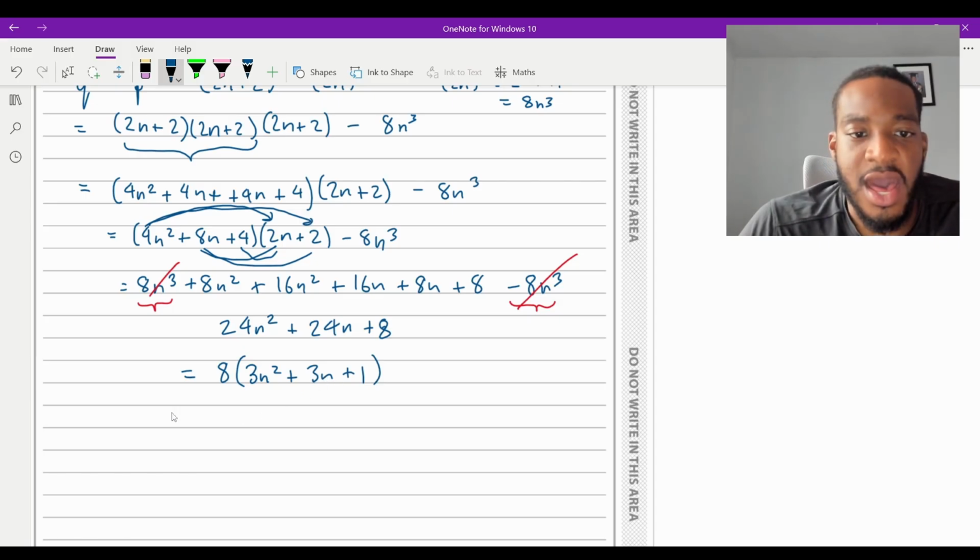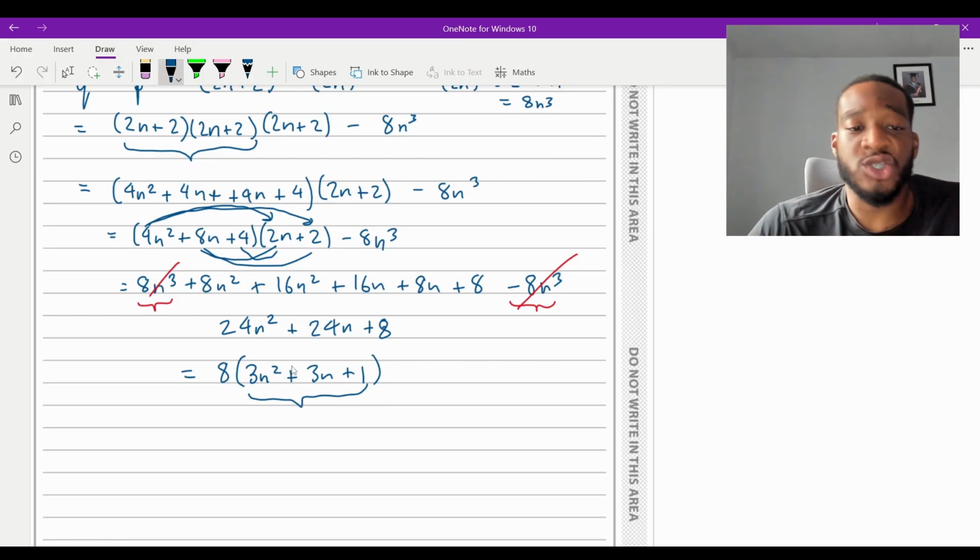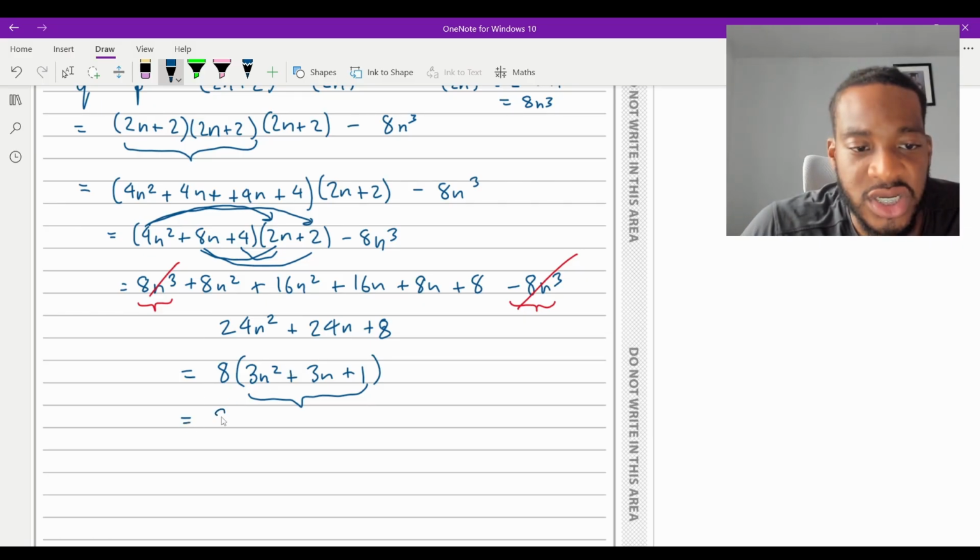And remember, n is an integer, so anything here is going to be an integer. If I plug in any integer into this expression in the bracket, I'll get an integer out. So I can actually say that this is just 8 times an integer, right? And we know that 8 times an integer is just a multiple of 8. So therefore, we've proved it.